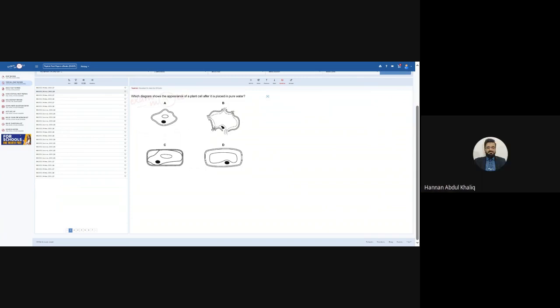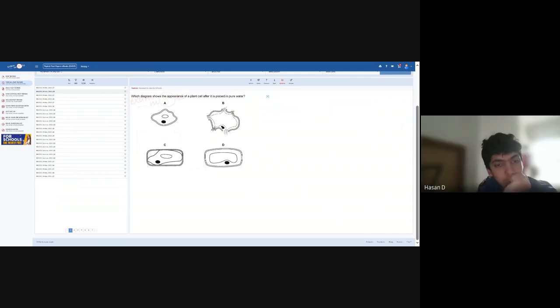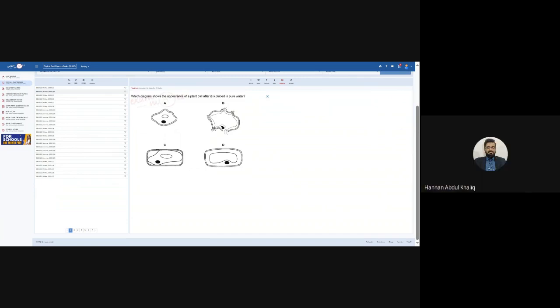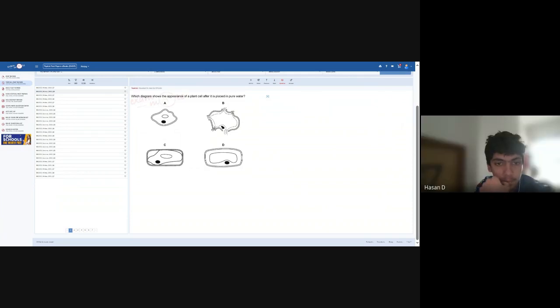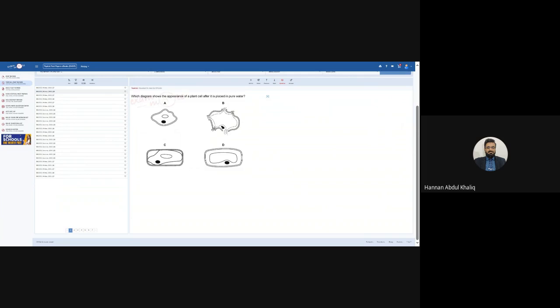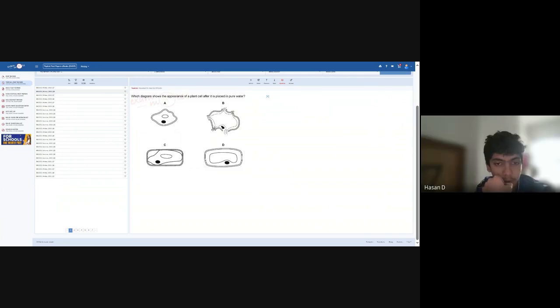Remember, the diagram is showing the cell is burst. Okay. So it could be a plant cell, then. It does have features of a plant cell, so it could be B. Could be B. All right. But they've said after it is placed in pure water. So doesn't that mean that it has already burst and now it has to expand, right?